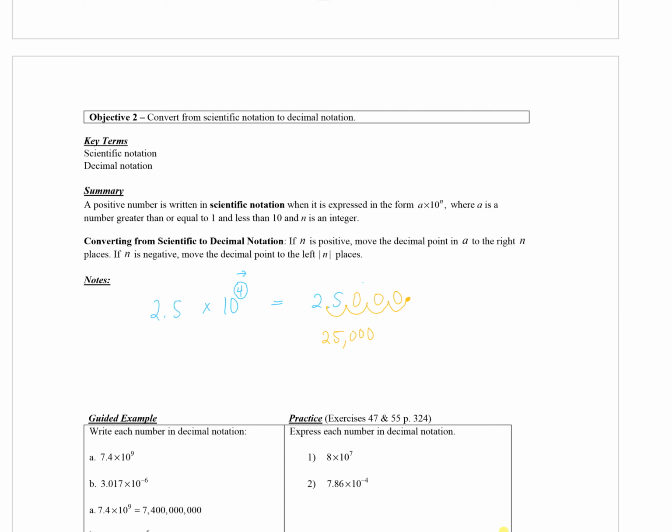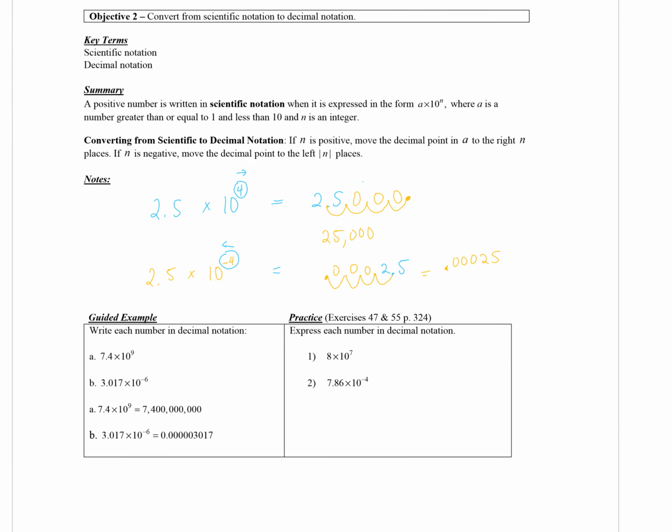What if it was negative? What if it was 2.5 times 10 to the negative 4th power? Okay, the negative means you're going to move the decimal to the left 4 times. So, if it was 2.5, I'm going to move the decimal left 4 times. 1, 2, 3, 4. It stops there, and I fill in the empty spaces with zeros. So 2.5 times 10 to the negative 4th power is just 0.00025. It's a very small number.